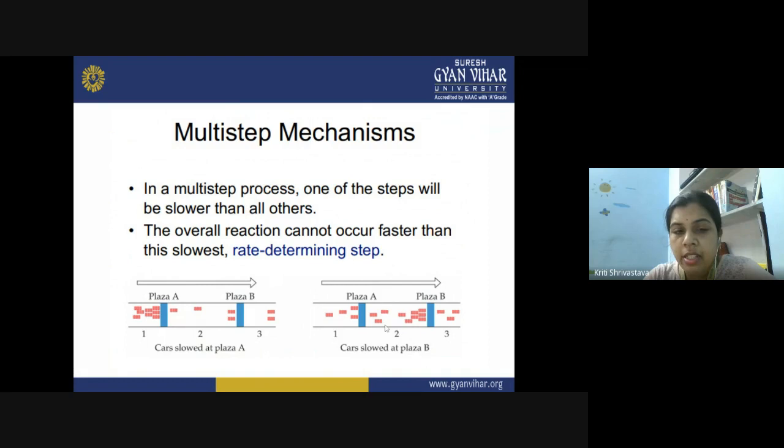So now what happens? This actually represents the path of the reaction mechanism. You can have so many steps involved in the reaction mechanism, but the slowest step, which is represented here by the slowest car, you cannot expect that this slowest car will be taking the highest time to reach Plaza B. So the overall time taken by the cars cannot be faster than that.